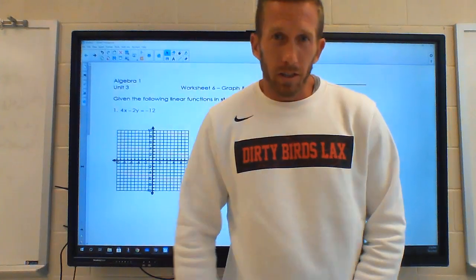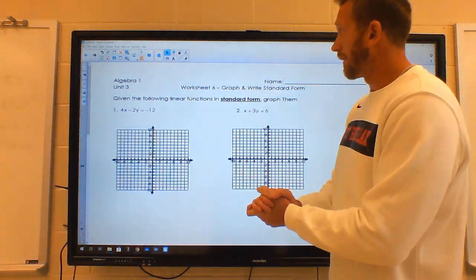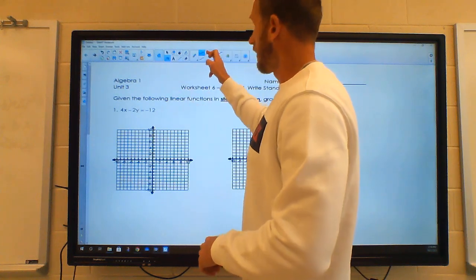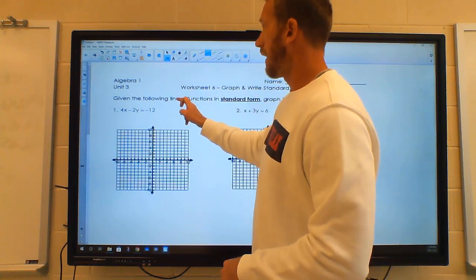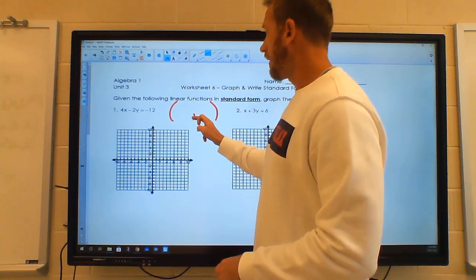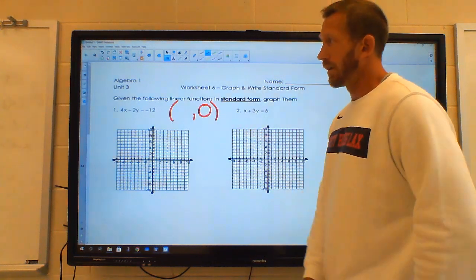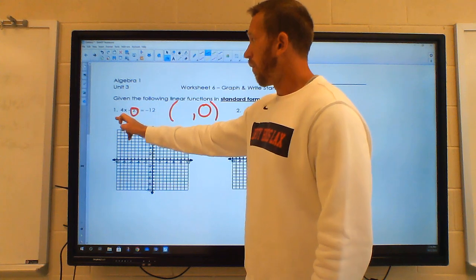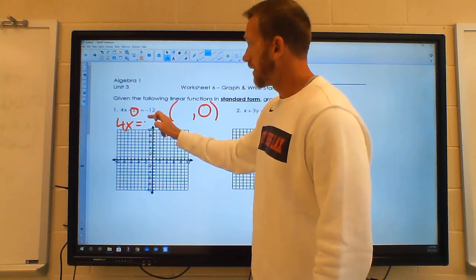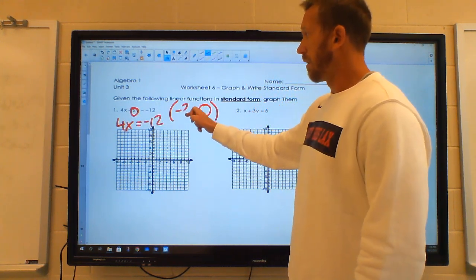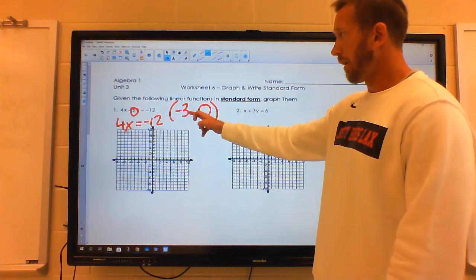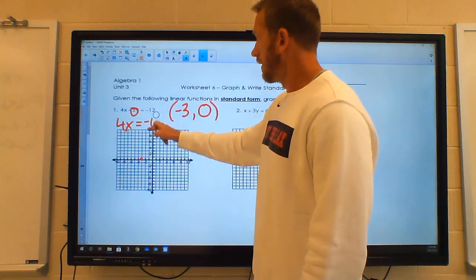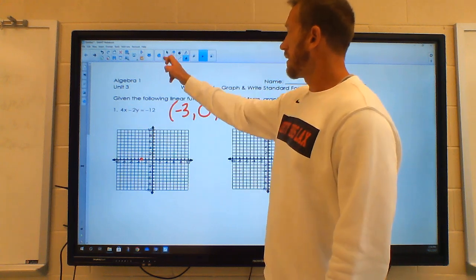What's up? This is the answers to Unit 3, Worksheet 6. Question 1. Basically, our goal here is just to find our intercepts. So we're going to find our x-intercept first by plugging 0 in for y. That zeroes this out. 4x equals negative 12. So x becomes negative 3. So we have the point negative 3 comma 0. Plot that. We're going to find our y-intercept.